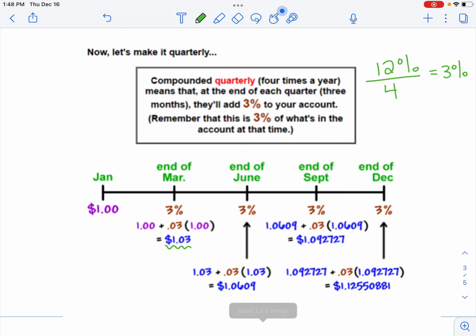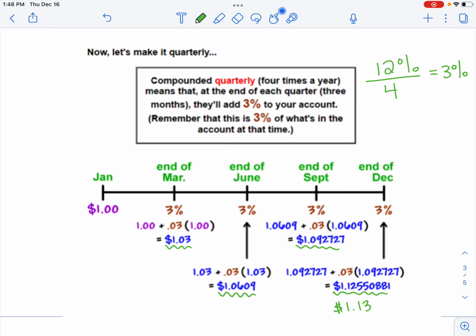Then we'll take that 3 cents and we will add it to our money at the end of June, which is the second quarter. So now I'm at $1.06 and a little more. Then the end of September would be the end of the third quarter. So I take that 3%, multiply it with my 1.0609, and I get a little bit more than $1.09. And then by the end of the year, or the fourth quarter, I take that 3% one last time and add it to our money. And now I'm at the point where if I did round, I would end up with $1.13.